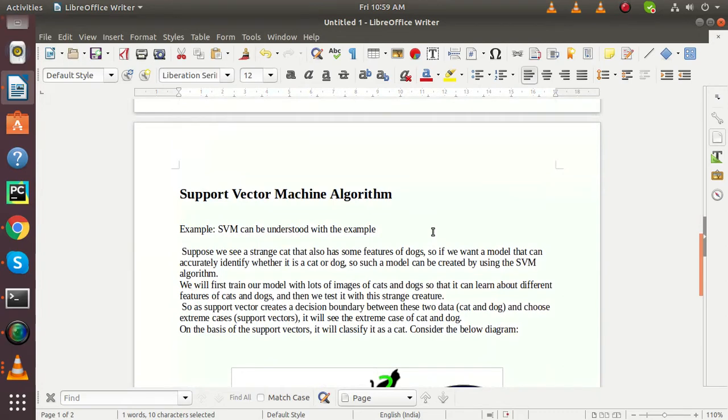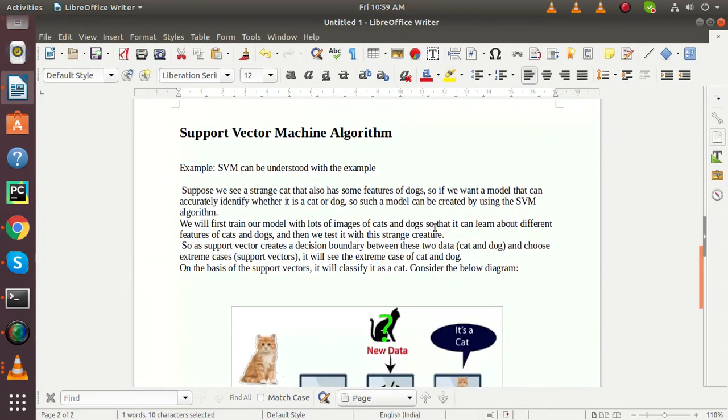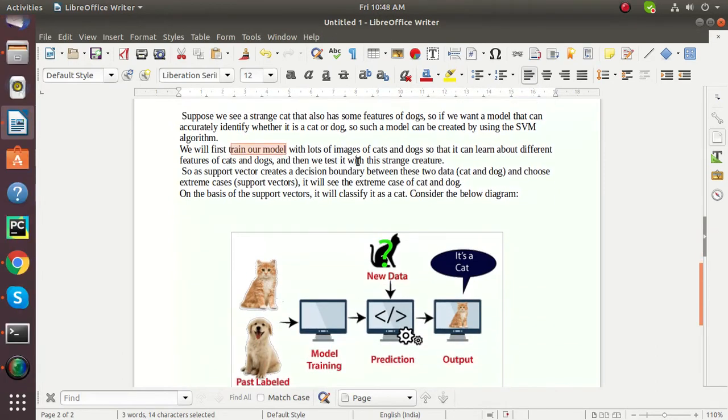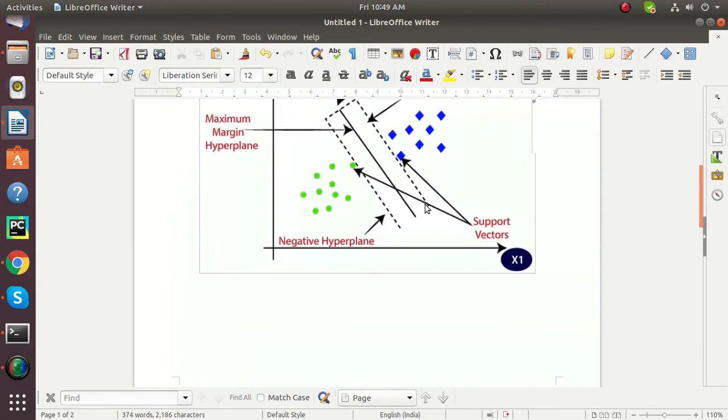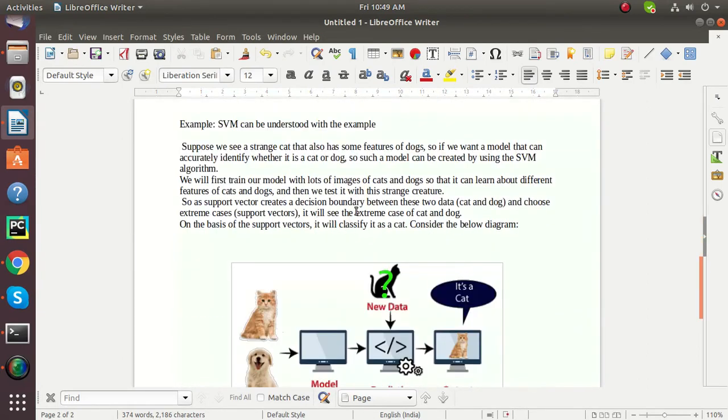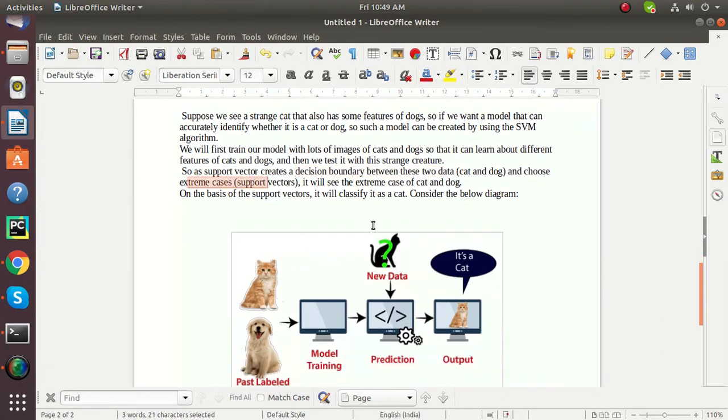Now we will learn about the support vector machine algorithm. It can be easily understood by this example. We will first train our model with lots of images of cats and dogs so that it can learn about different features of cats and dogs, and then we can test it on a strange creature. Our support vectors create a decision boundary between the two data sets, like we have discussed below, it divides into two planes. The support vector chooses extreme cases, and in this case the extreme cases are cat or dog.